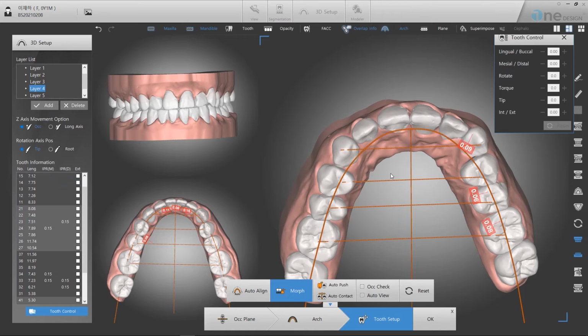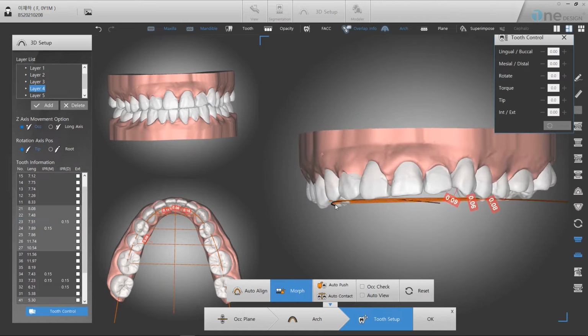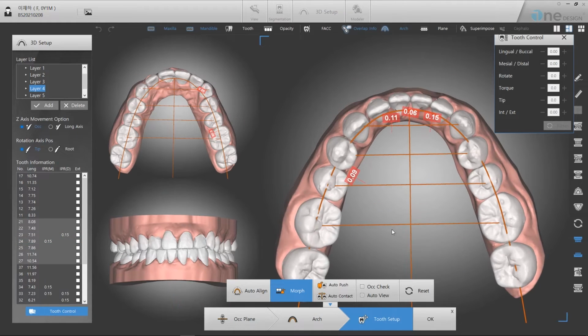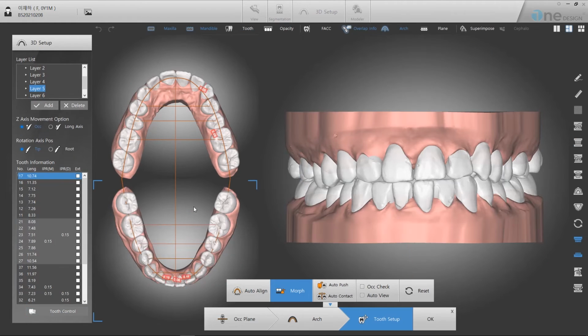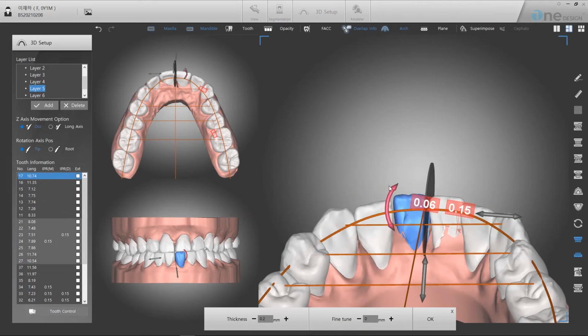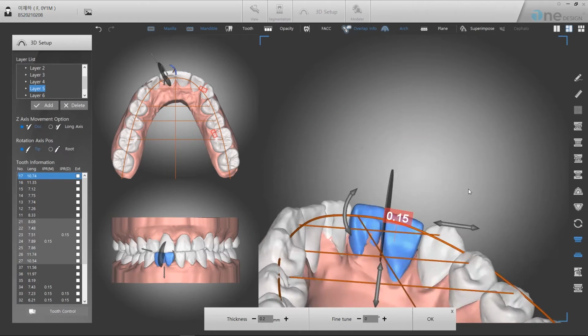Control the amount of overjet by applying extrusion and minus torque to tooth number 23. Alignment was not finished, but overlap occurred in the mandible. We need to secure space by applying IPR.